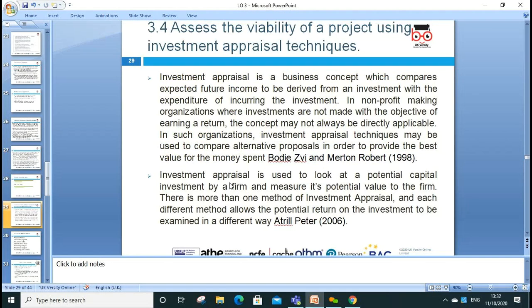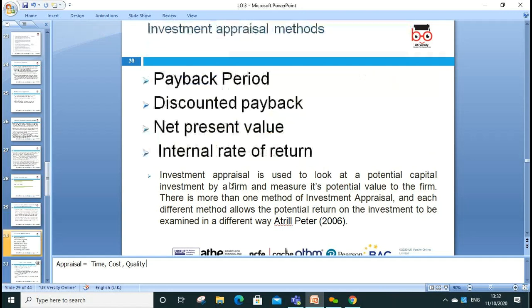Then 3.4, we assess the viability of the product: investment appraisal. What is meant by appraisal? Appraisal means checking the performance of someone. Appraisal is always about time, cost, and quality. When somebody is checking the performance, I look at how much time somebody spent, how much material they used, and the quality, the client deal, what the customer satisfaction level is. Then you can measure the performance.